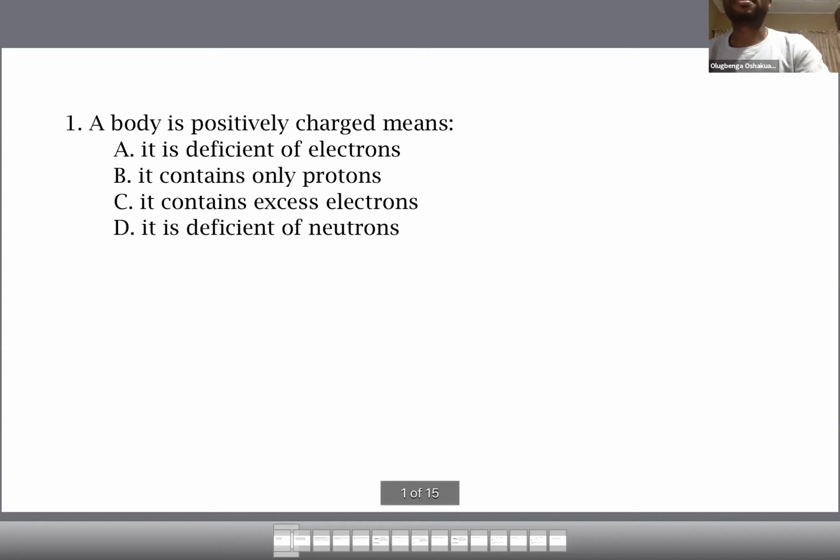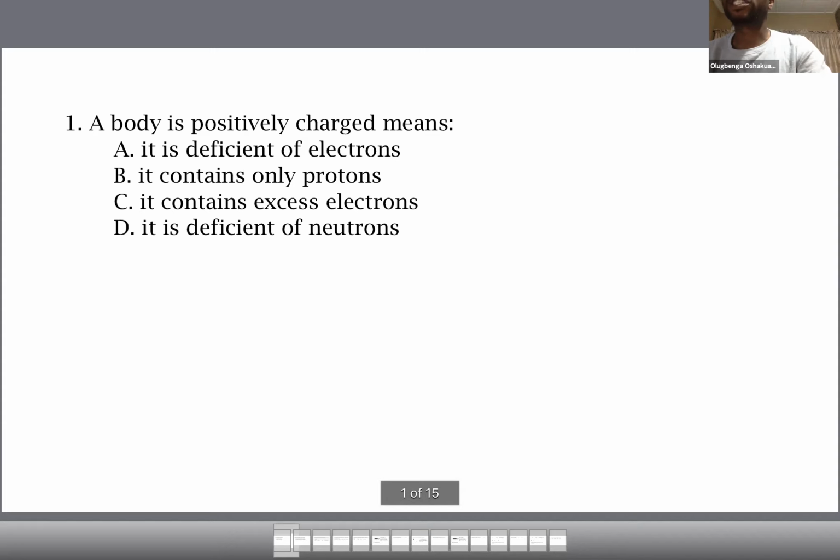Let's move on to B. It contains only protons. Containing only protons, it's not feasible for us to have a body and say it contains only protons. It must have electrons as well. So B cannot be the right answer. Let's move on to A.